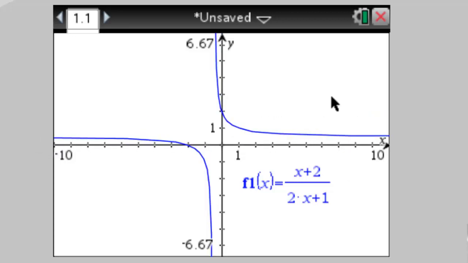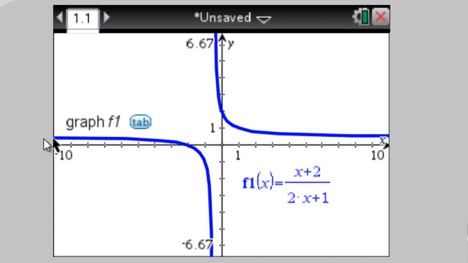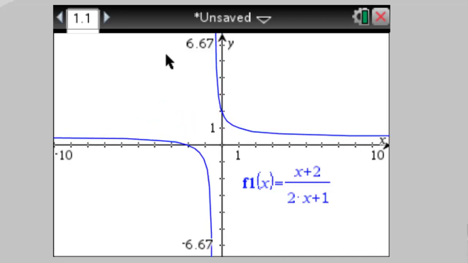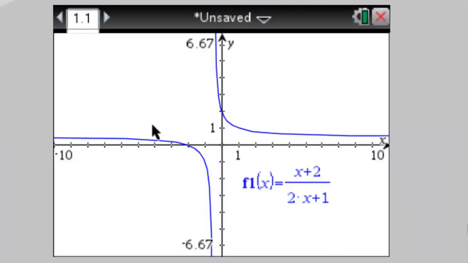You'll notice that the graph out here at this end is getting close to that line. So it's getting closer and closer to 1/2. And as we go out to the negative end, it also gets closer and closer to 1/2. So we want to describe the end behavior, and we're going to use limit notation to describe it. Here's how you're going to use limit notation. There are two parts to this. First of all, how do you write it?